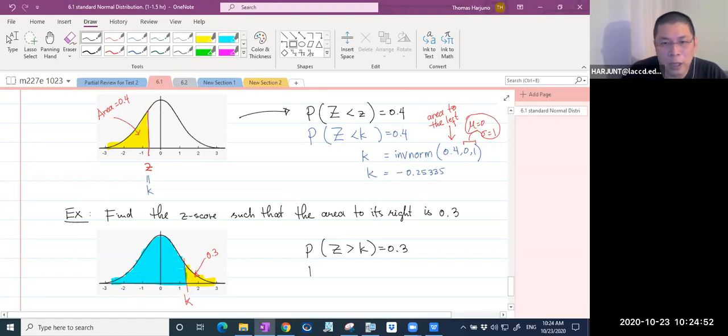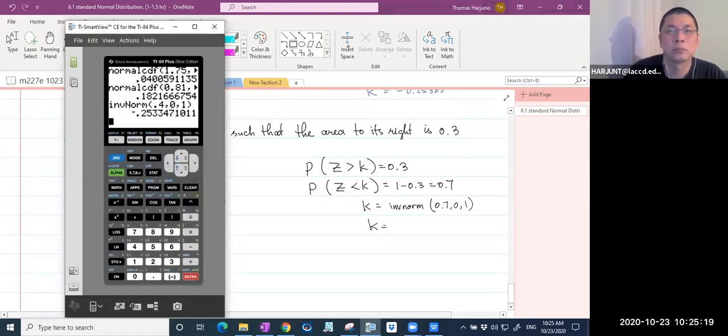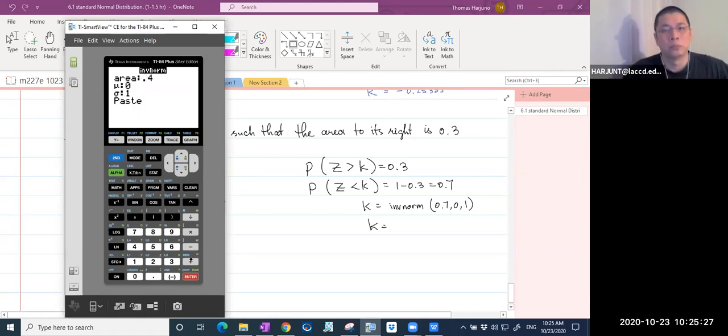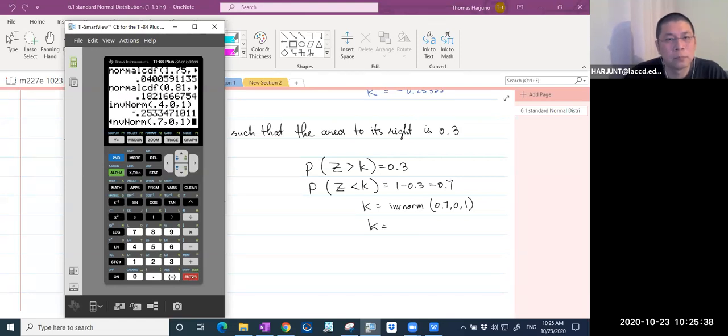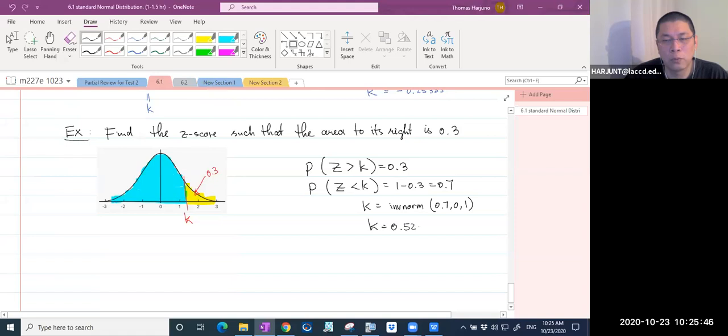The area to the left of that K will then be 1 minus 0.3, the complement, which is 0.7. Now we are ready to find K. K equals inverse norm of 0.7, not 0.3. That 0.3 you had earlier is the area to the right. You need to change that to the area to the left. K is 0.52440.